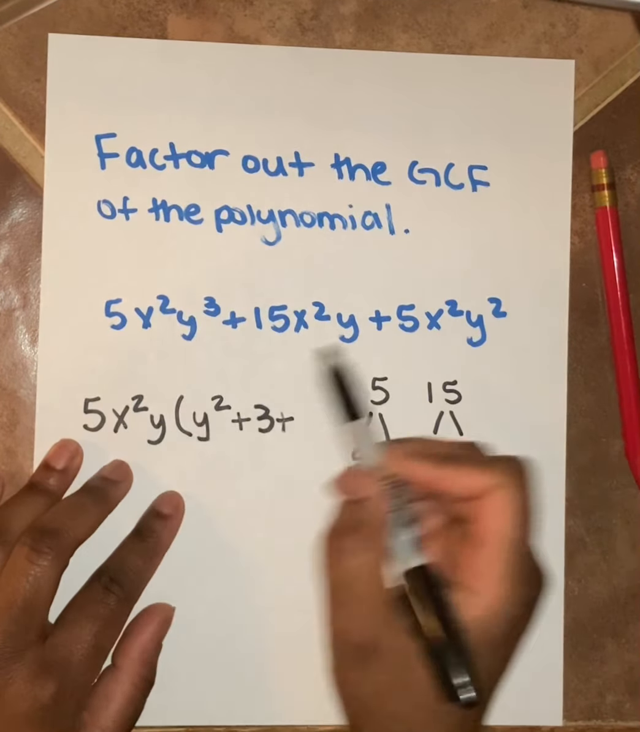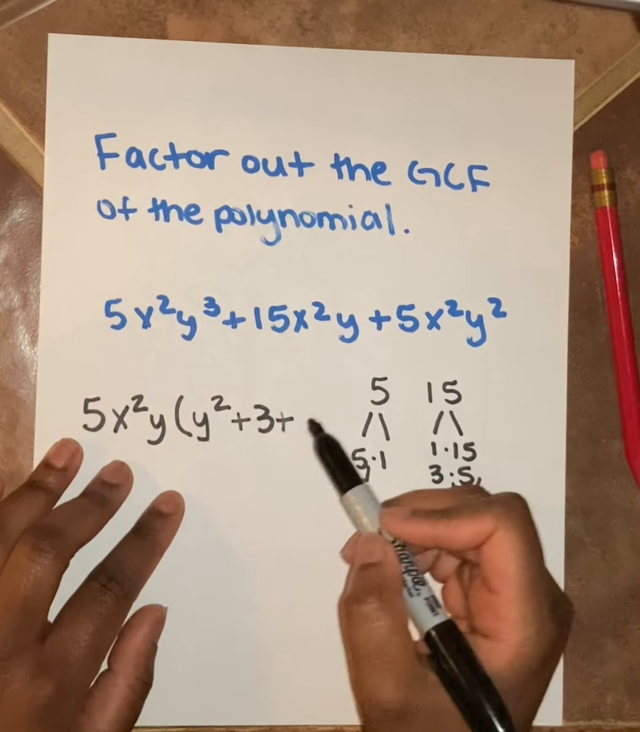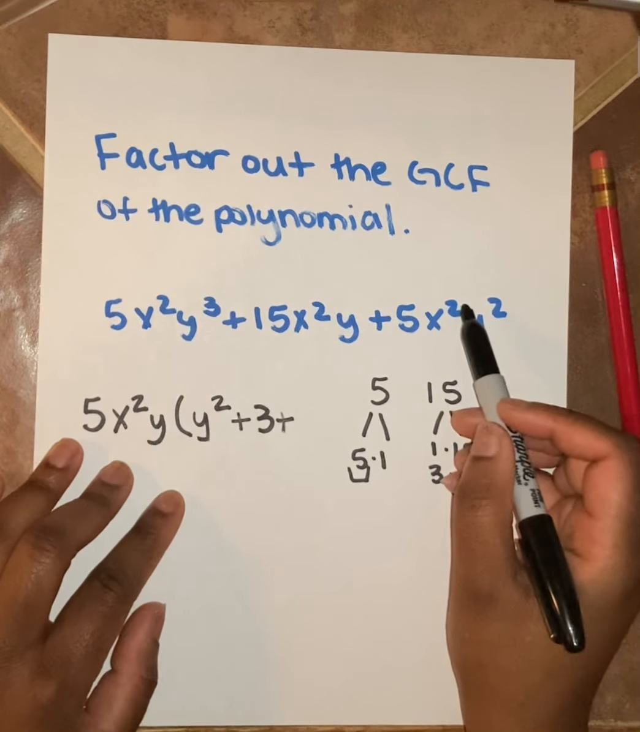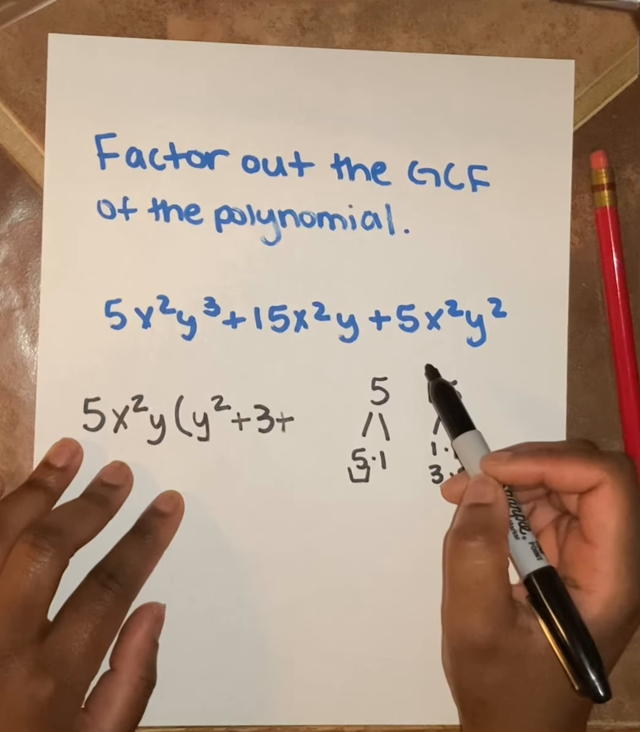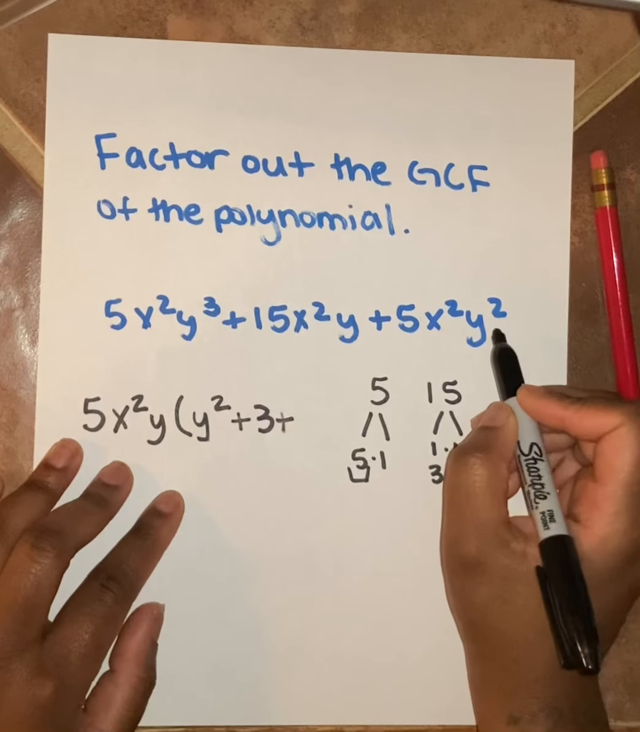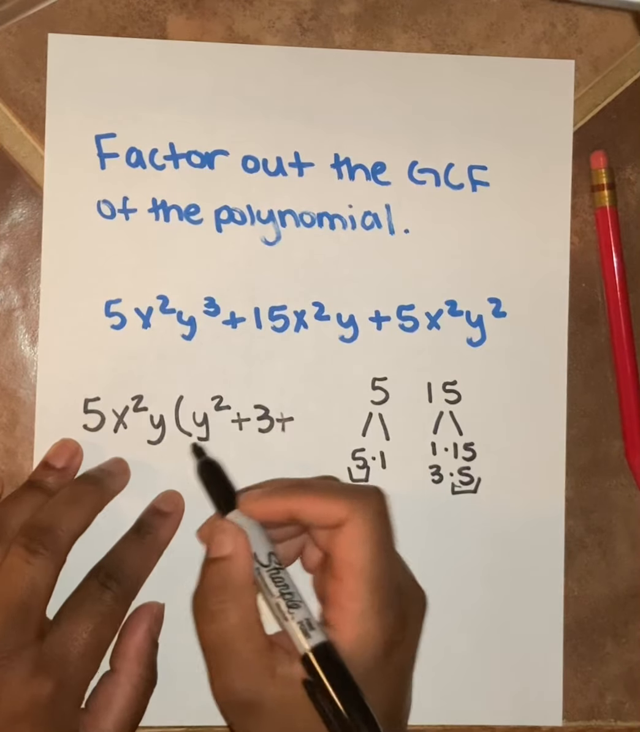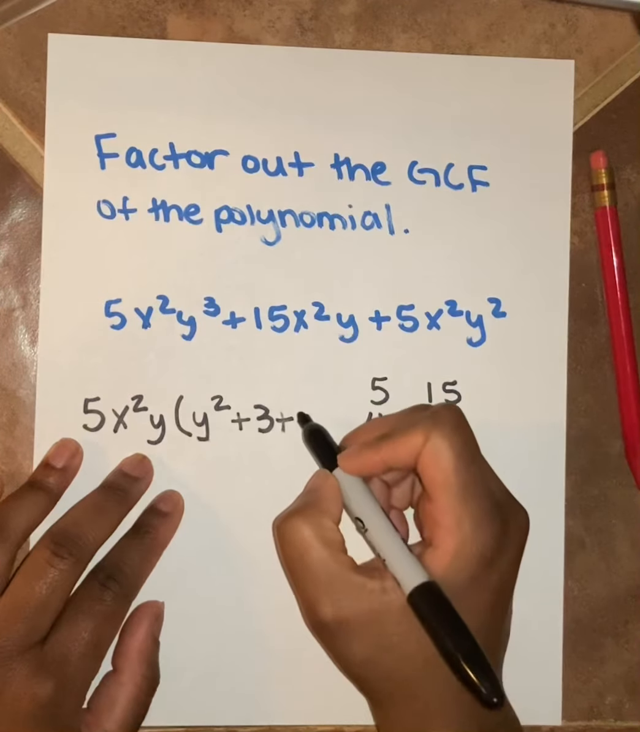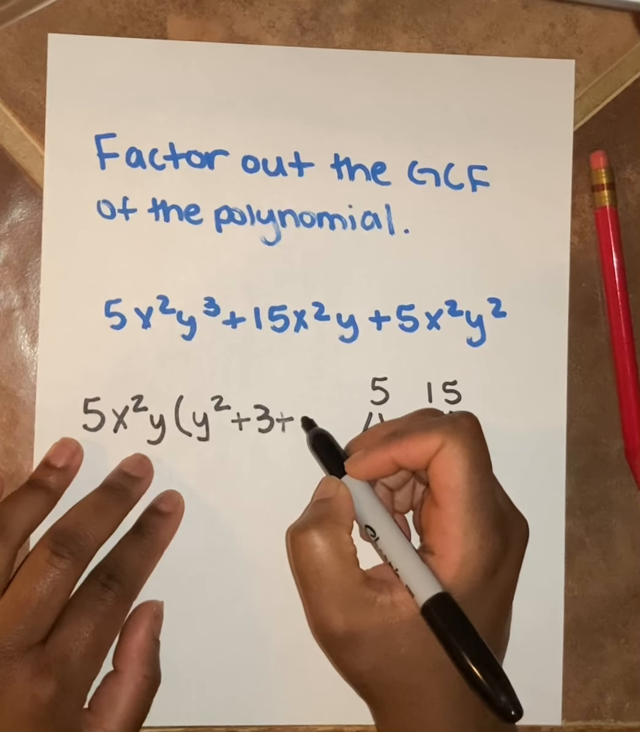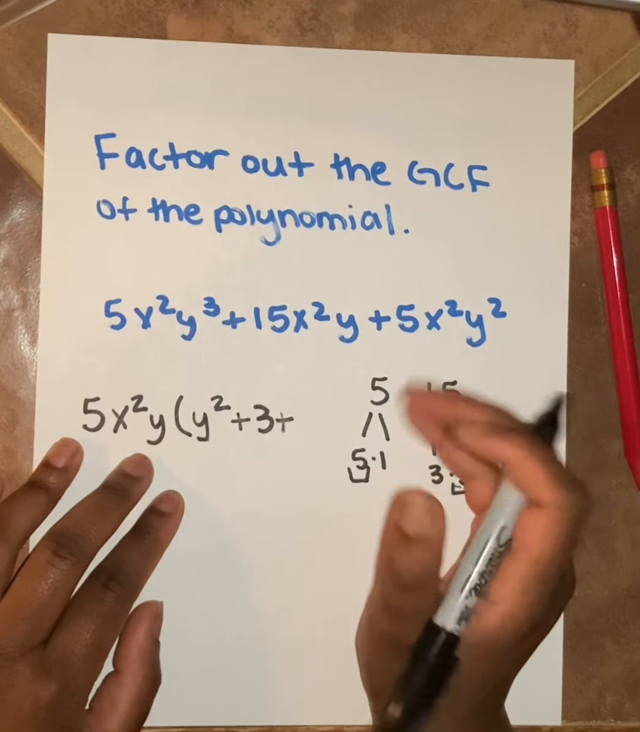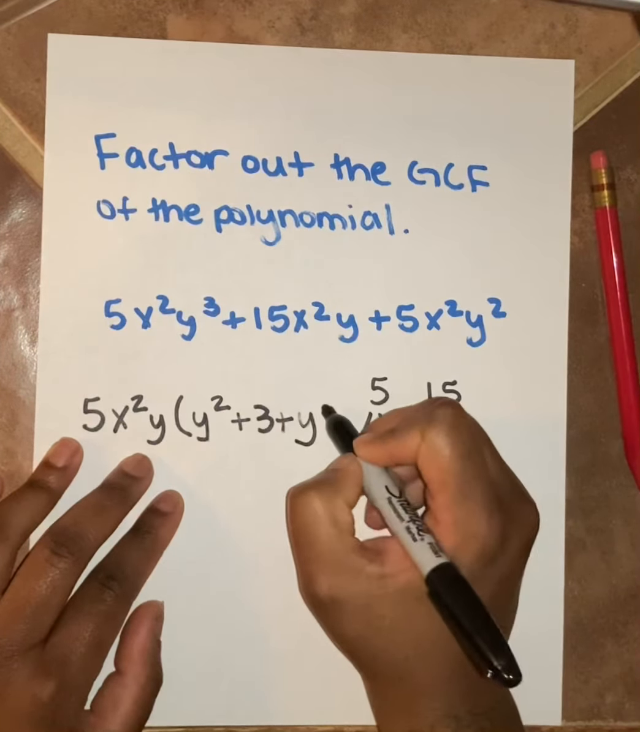So we have 5 goes into 5 one time, so we don't have to include that. We have an x squared here, so we don't have to include that. And the GCF of y and y squared is going to be y. We're going to go with the one that has the lowest exponent, which is y. So y squared minus y leaves you with y.